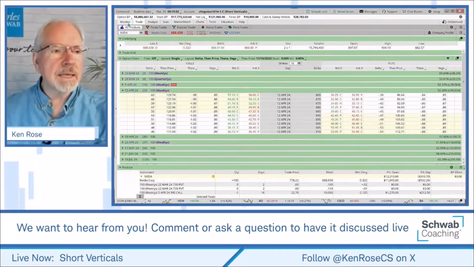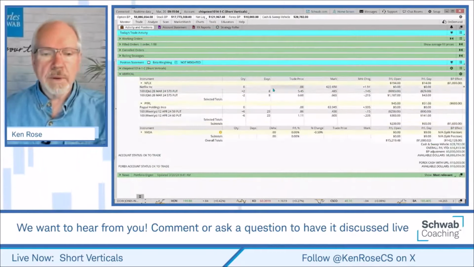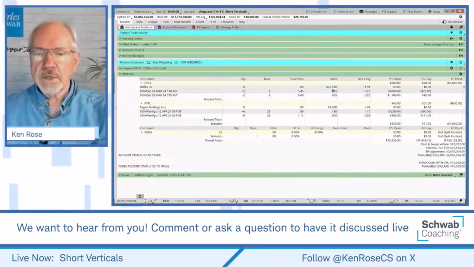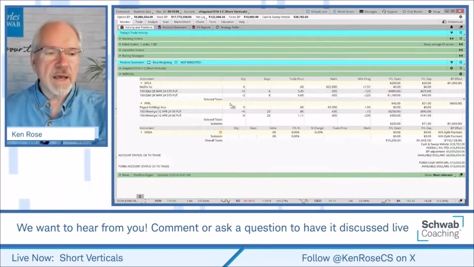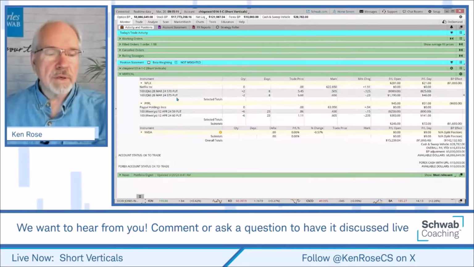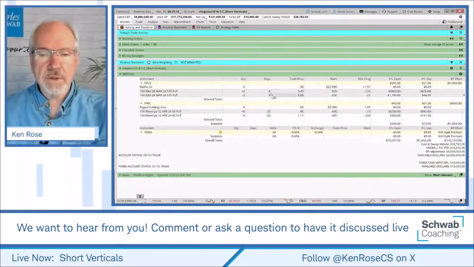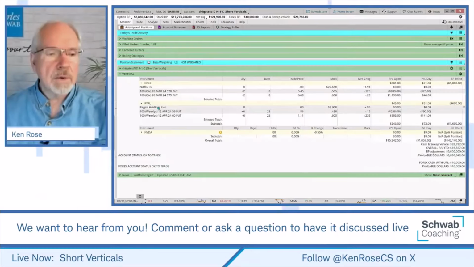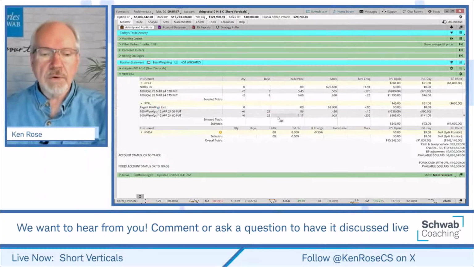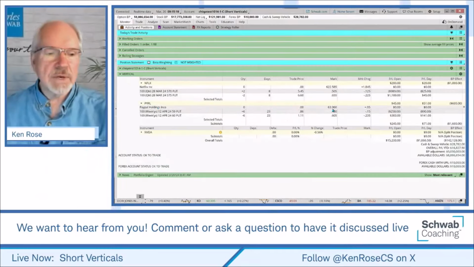With regards to other positions here, we have 8 days left on Netflix. We're sitting here at 622.65. We're well above our short put vertical, so that's in good shape. We come down here and we look at PayPal. We've got 23 days on PayPal. We're sitting here at 63.96. Our short strike price here is at 60. So this one's a little bit closer, okay?